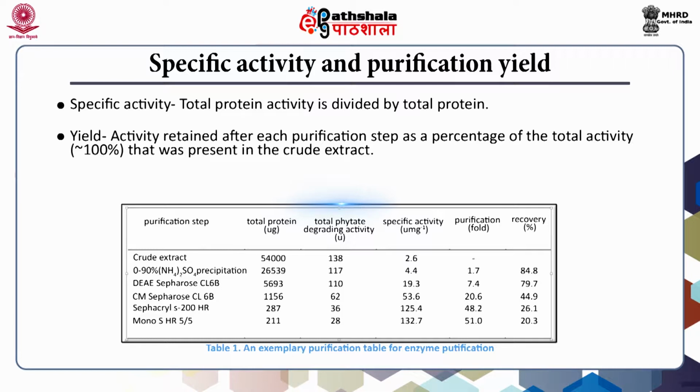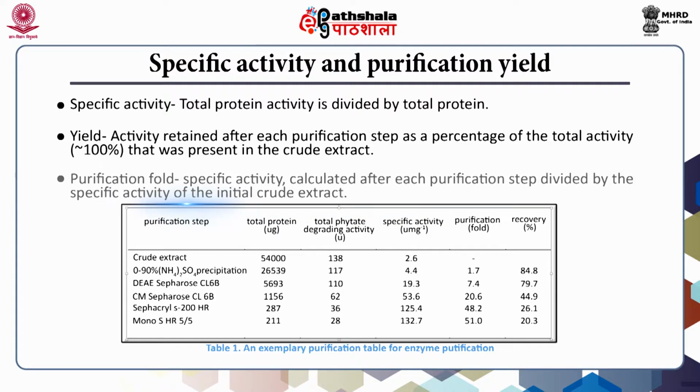Coming to yield. It's a measure of how much activity is retained after each step in purification. The enzyme activity retained after each purification step is divided by the total initial activity of the crude extract and is expressed in percentage. Purification fold.